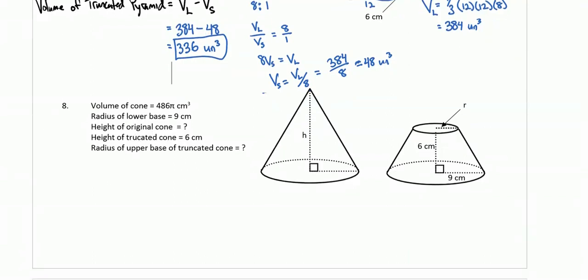Number 8, we know that the volume of our cone is given. The radius of the lower base is given at 9. And we want the height of the original cone. The height of the truncated cone is 6 centimeters, and the radius we don't know.